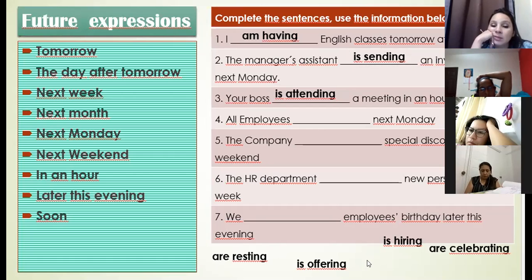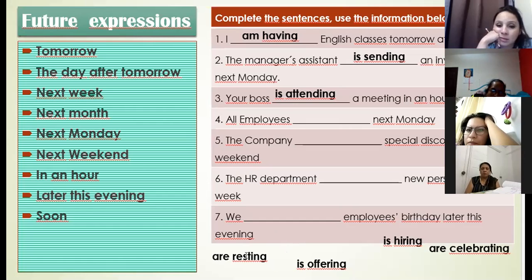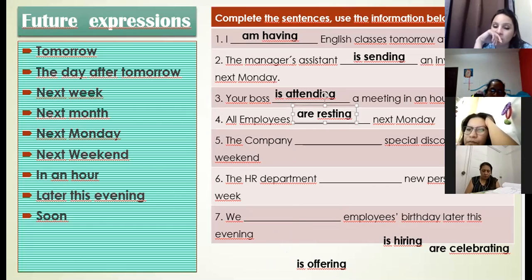All the employees are celebrating next Monday. Are you sure? Or all employees are resting next Monday? Are resting. Are having a rest, right? So are resting. Next Monday will be off. Okay, so they are resting.